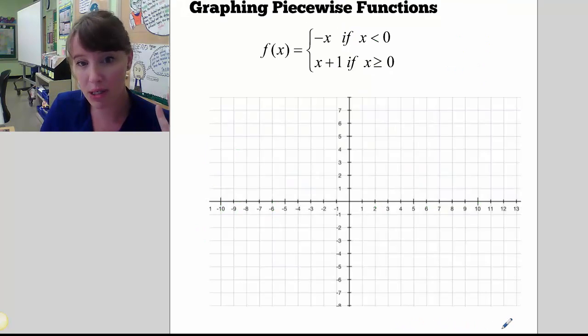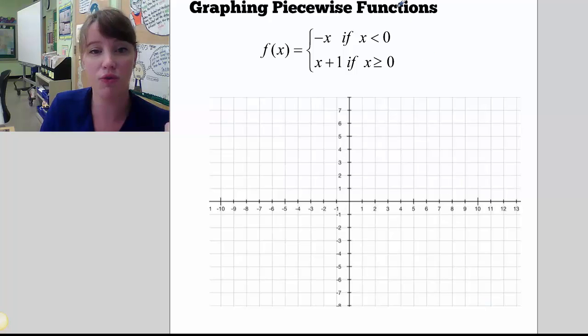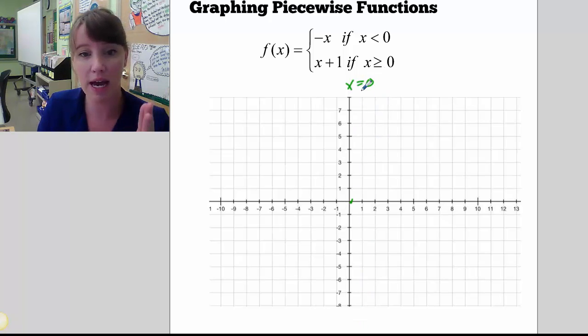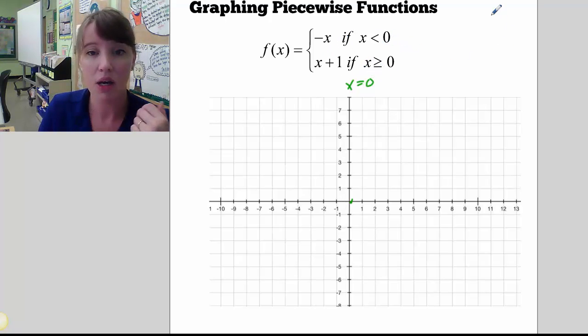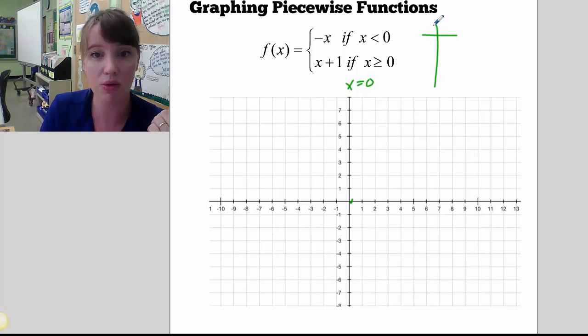Okay, when you graph piecewise functions, first of all you think about the dividing line. Here the dividing line is x equals 0, and that's going to be the y-axis. The equation for the y-axis is x equals 0. So here we have a rule that goes up to x equals 0, and then a rule beyond that. Let's think about the negative values of x here. Let's determine negative 4, negative 3, negative 2, negative 1, and 0.